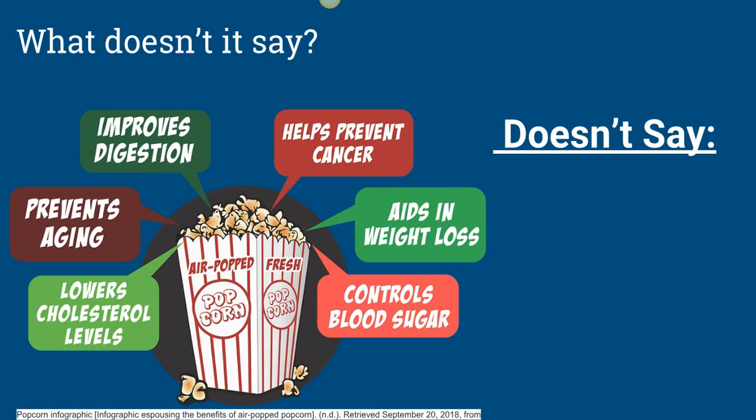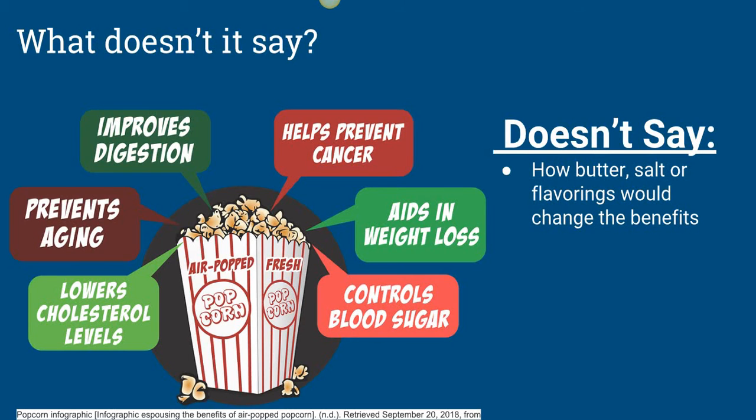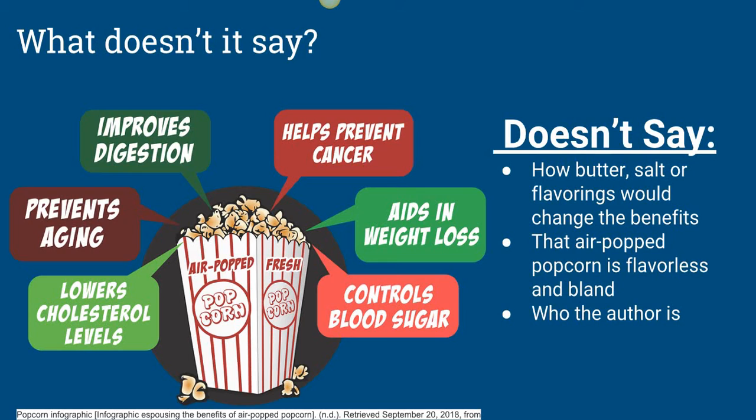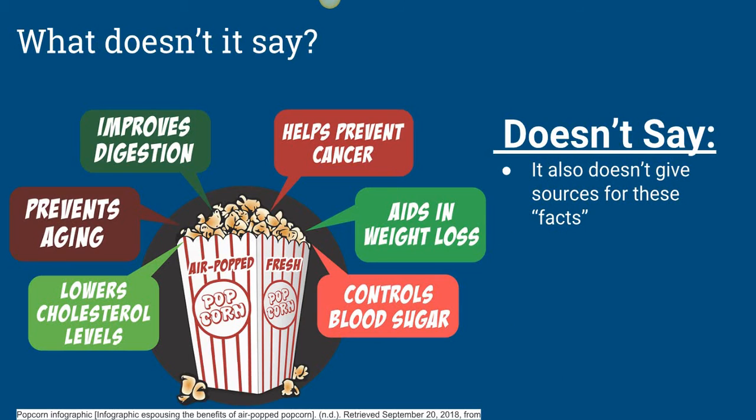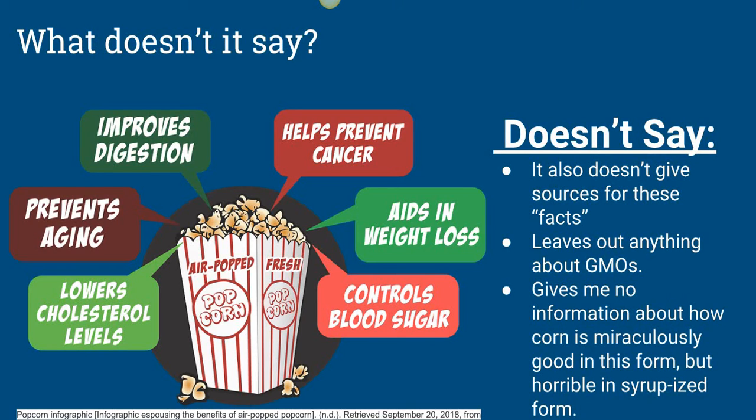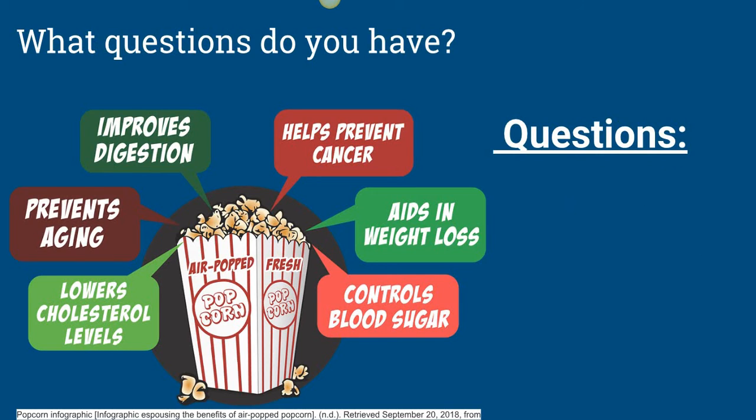Now let's think about what it doesn't say. It doesn't say how butter, salt, or flavorings might change the benefits. It doesn't say that air-popped popcorn is flavorless and bland. It doesn't say who the author is. It doesn't appear to be written by a company as an advertisement. It doesn't say that it was created by some farming group like Corn Growers of America or anything like that. It doesn't give sources for its facts. It doesn't say anything about GMOs, which is a hot-button topic with some people. And lastly, it gives no information about how corn is miraculously good in this air-pop form, but somehow it's horrible for me in its syrupized concoctions.